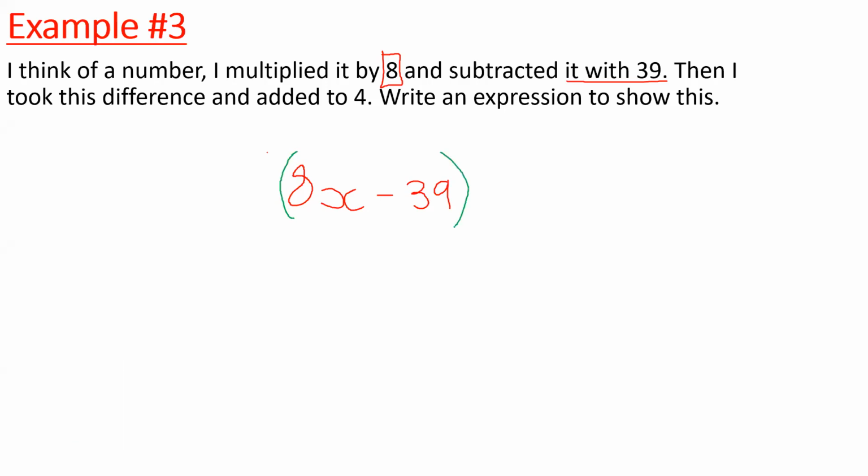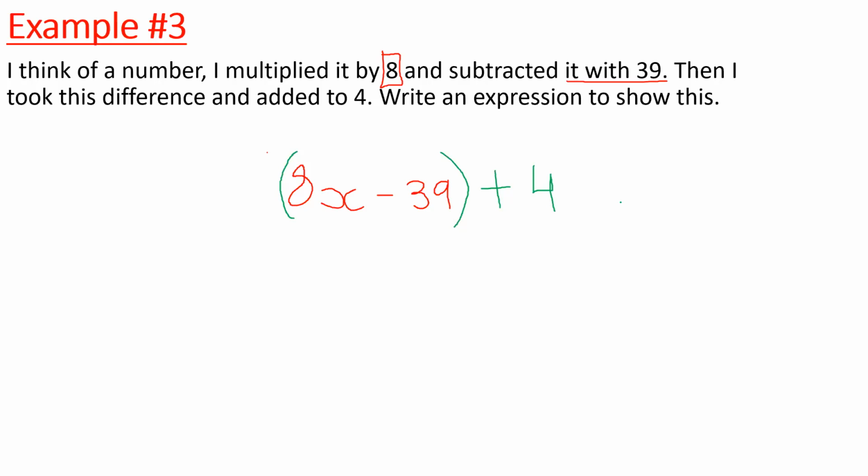Then I took that difference and did what? Added it to 4. If you had this, that's the correct answer. Anyone else had that? Yes, sir, I did. I had that, but I just didn't put the X. Okay, you need to put the X. So it's 8 multiplied by X minus 39 plus 4.